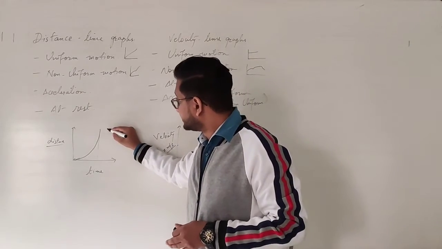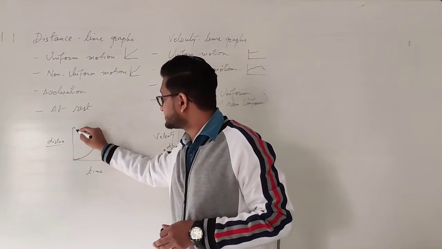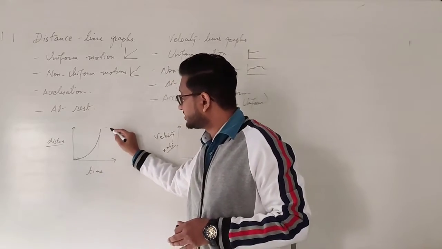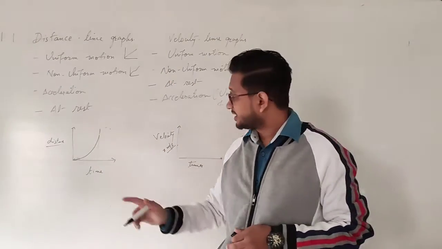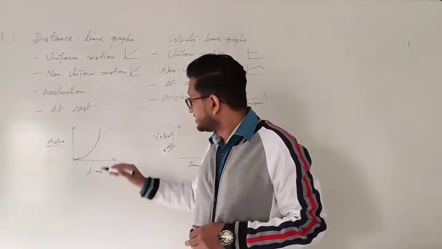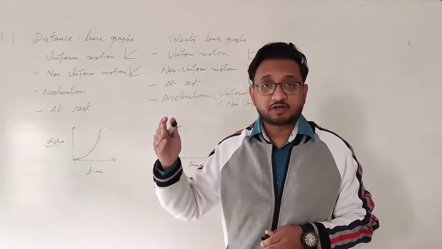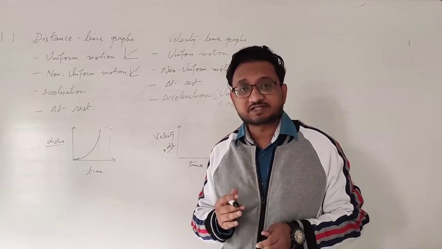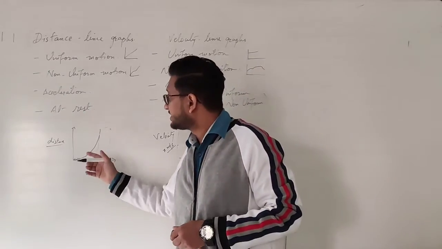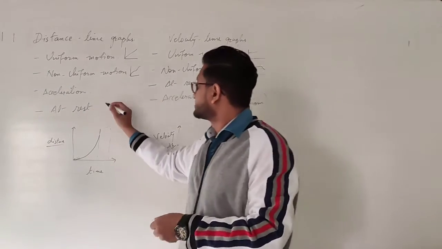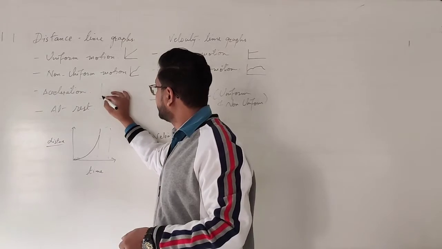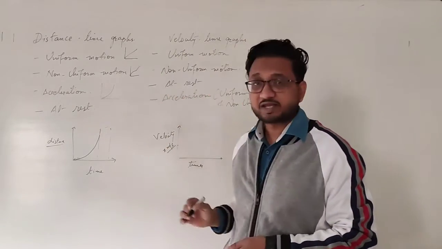Before, over here, it was the same distance covered, but in a straight line because the velocity was constant. But now the velocity is not constant. So the time taken is less and the distance covered is more. So velocity is increasing, and that is why it is a curve. So for acceleration we have a curve over here like this.